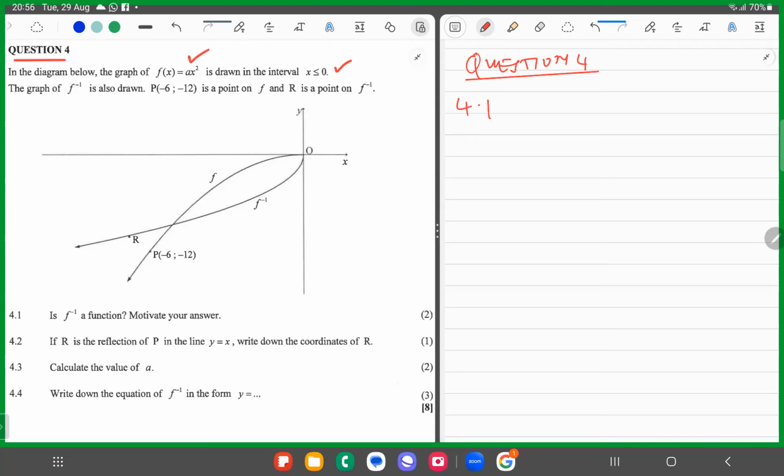Right. So the graph of the f inverse is given. Here it is, and the graph of f is also drawn. You have P with the coordinates -6 and -12, which is a point on f. So on the function f you have the point P, and R is a point on the inverse there.